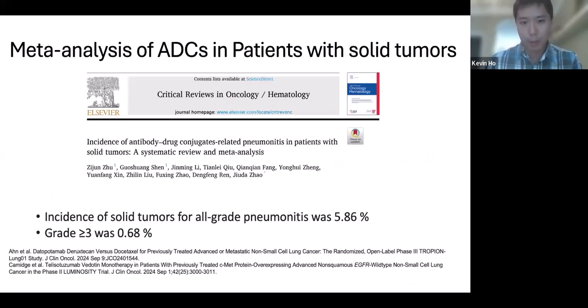And this is a more updated meta-analysis from 2024, and this includes all antibody-drug conjugates and not just trastuzumab deruxtecan. And when they're all pooled together, incidence of pneumonitis was around 5.8%. Grade 3 events, or patients who developed pneumonitis and required oxygen supplementation or hospitalization, was around 1%.